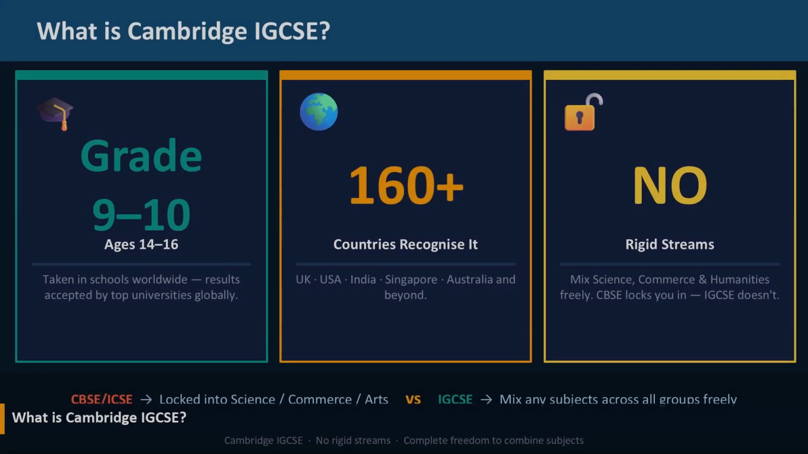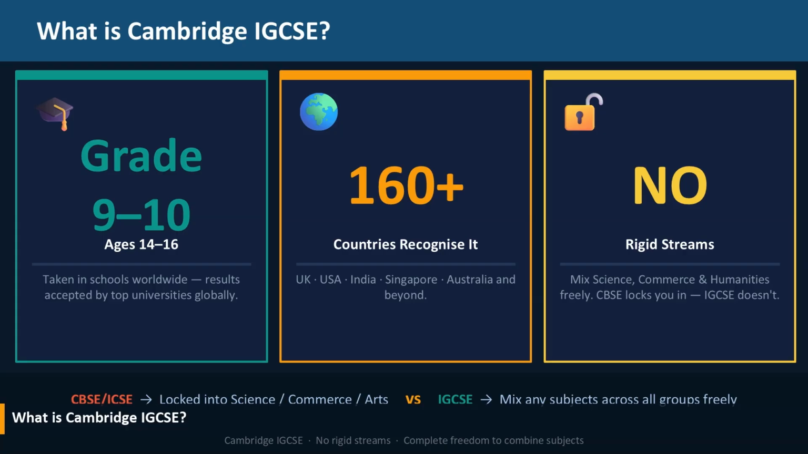IGCSE stands for International General Certificate of Secondary Education. It's offered by Cambridge Assessment International Education, also called CAIE, which is part of the University of Cambridge in the UK. You study it in grade 9 and grade 10. That's ages 14 to 16. And here's why it matters. Your IGCSE results are recognized by top universities in India, the UK, the US, Australia, Singapore, over 160 countries worldwide.